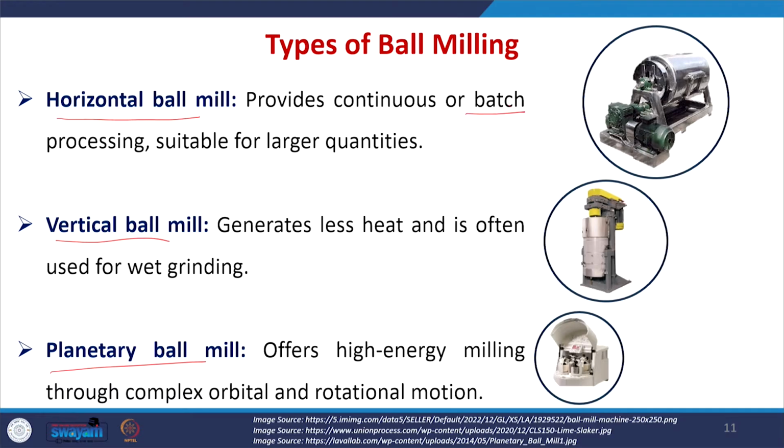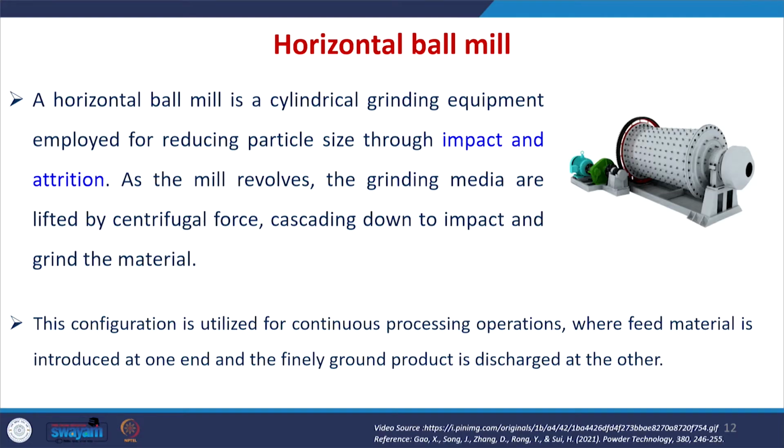And in the vertical ball milling, it generates less heat, and it is mainly useful for wet grinding. For example, if you are using some solvent, you can use it. The vertical ball milling is one of the important techniques. And the third one is the planetary ball mill. It offers high energy milling through complex orbital and rotational motion, which I will explain in detail in my subsequent slides. So, let us see what is horizontal ball mill.